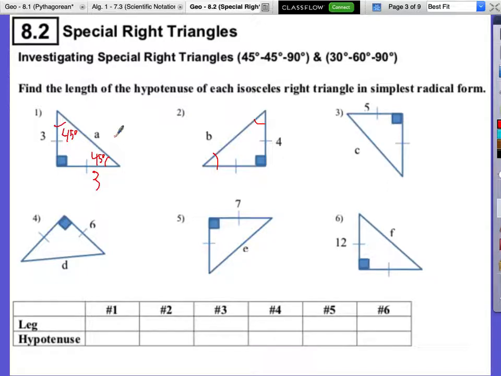And then, yeah, we have a table down here, right? So I want you to fill those in, okay? So number 1, the leg is 3. Like number 2, the leg is 4. And fill in the hypotenuse.